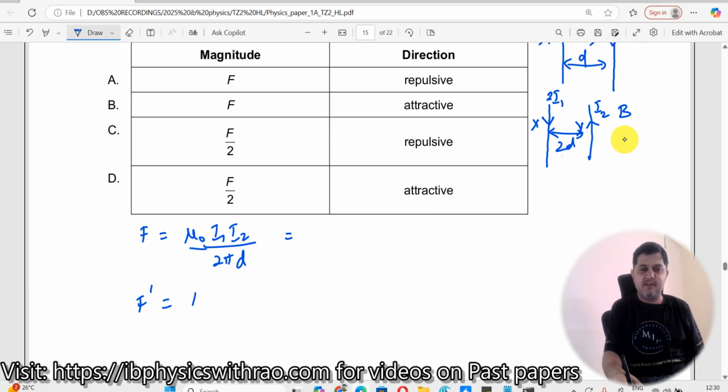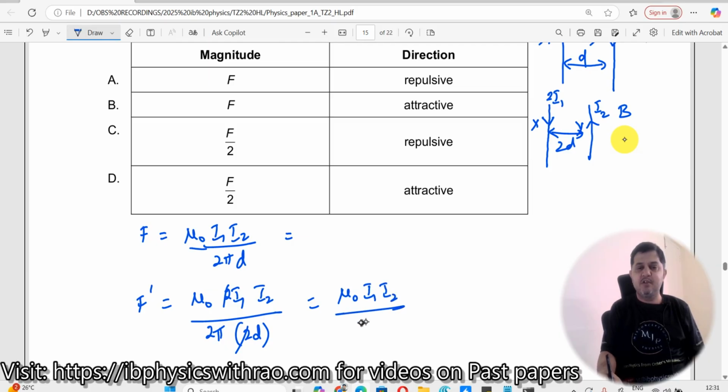F dash is equal to mu naught into what is I1. I1 I am going to replace with 2I1, and I2 remains the same, divided by 2 pi, and what happens to D? D is replaced by 2D over here. So this D and this 2 goes away. So once again I get mu naught I1 I2 divided by 2 pi D. So which is the answer correct here? These two are incorrect. One of them should be correct.